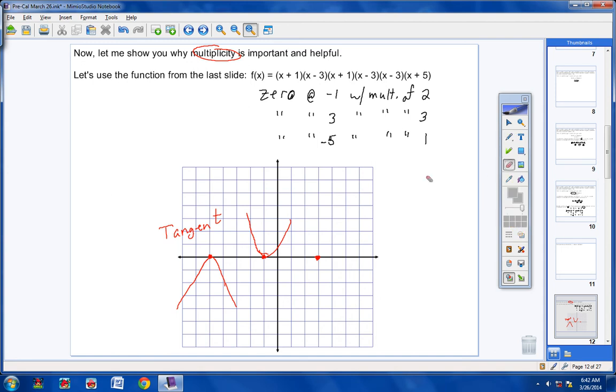Okay, so here's what we do. This is so easy. Take some really good notes on this, guys. 1, 2, 3, 4, 5, -1 and 3. Now write this down: whenever your multiplicity is even, that means you have a tangent situation. And whenever your multiplicity is odd, there is no tangency.